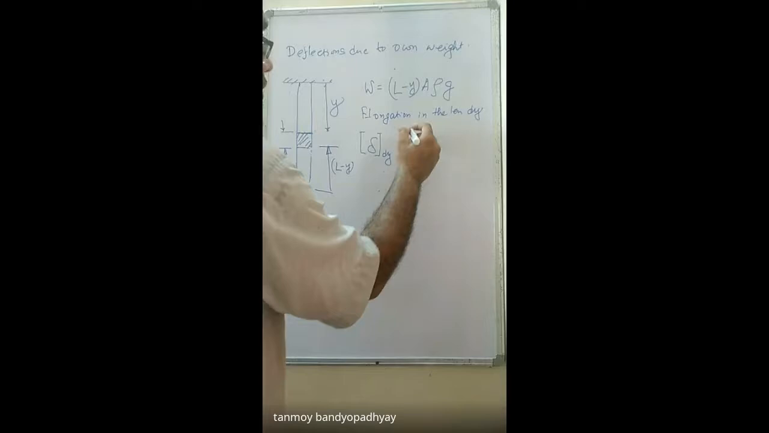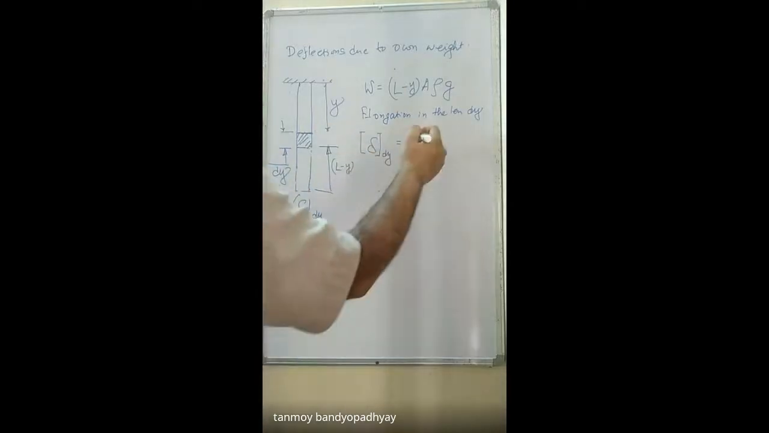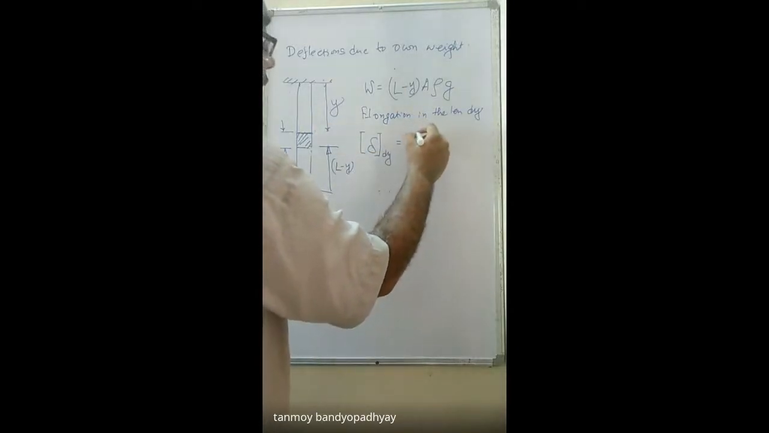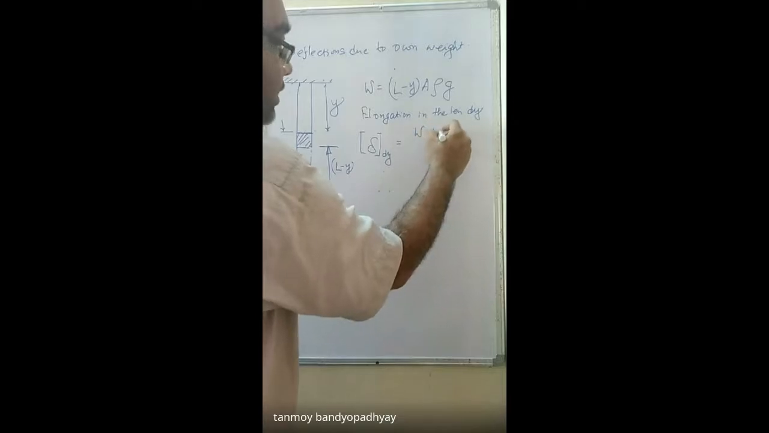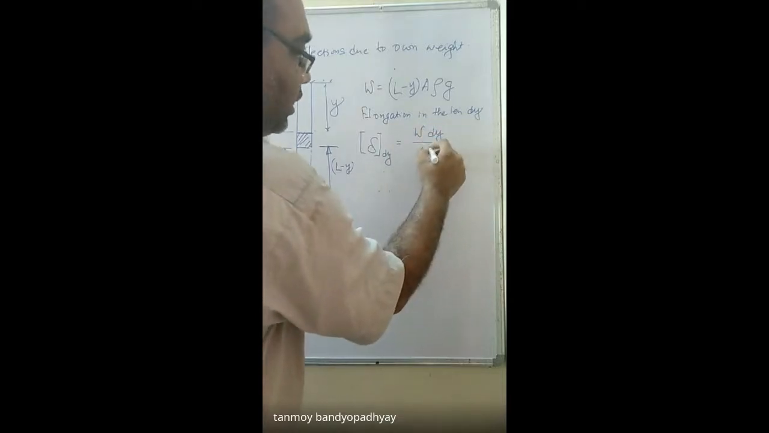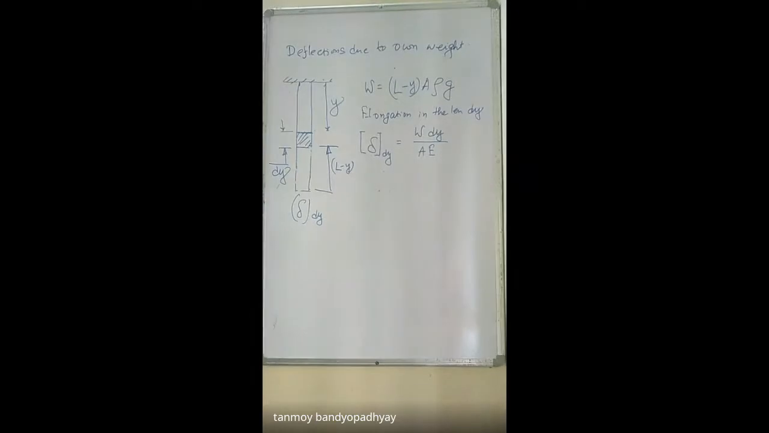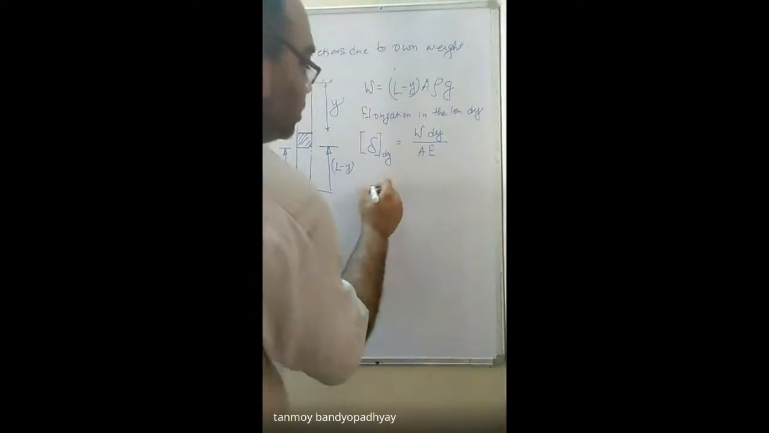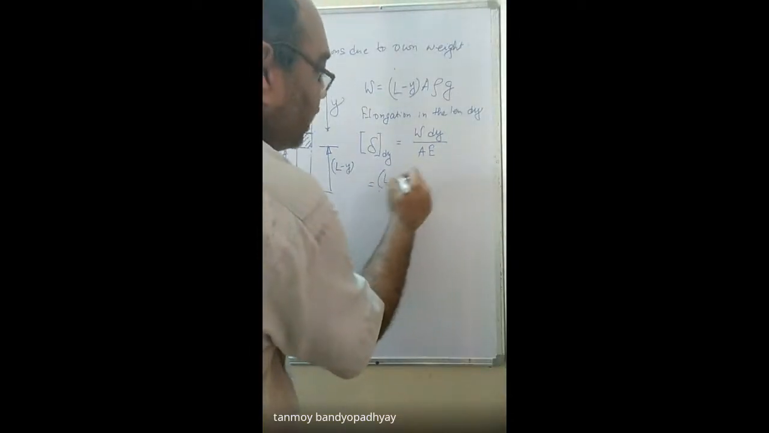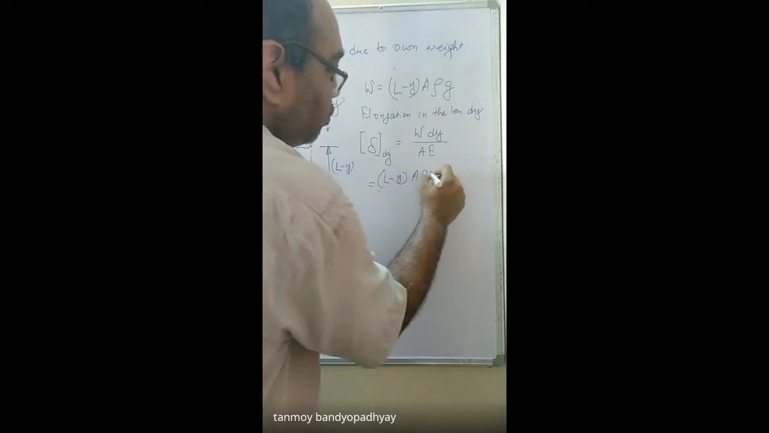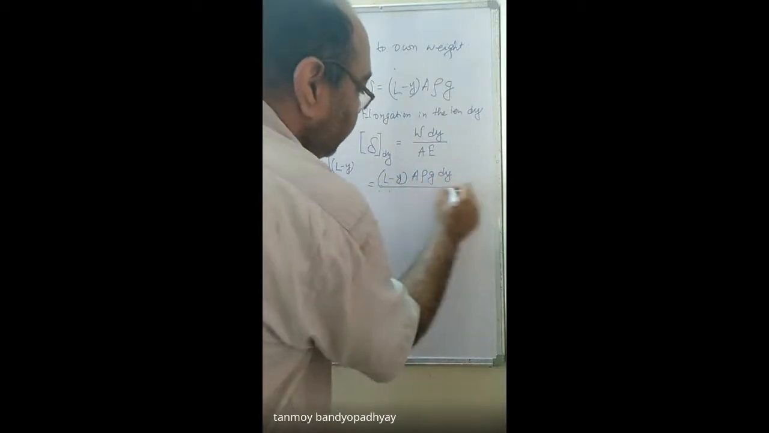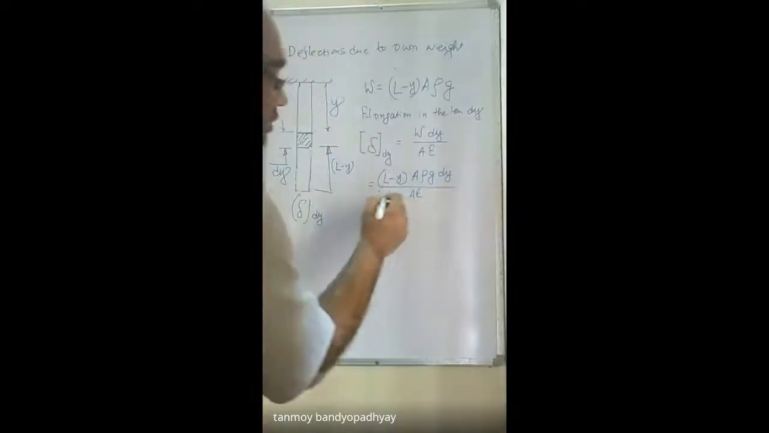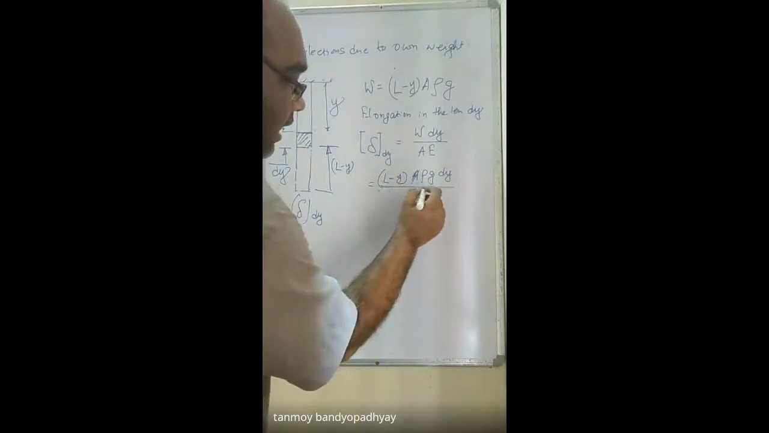That should be equal to PL by AE. It is axial loading, so the weight into length dy divided by A into E. Okay? So the weight I know. I know the value of the weight, so everything I can put here. So we will be getting (L minus y) into A into rho into g into dy divided by AE. A and A cancel out and E is there.